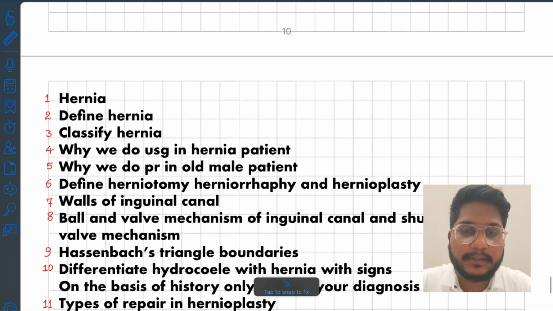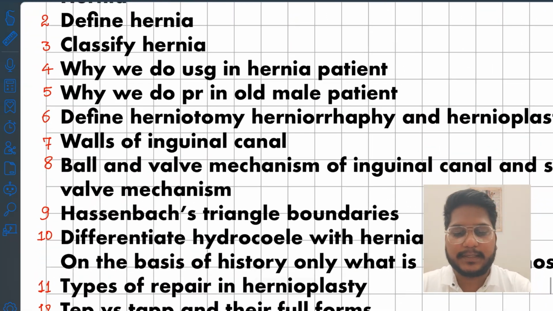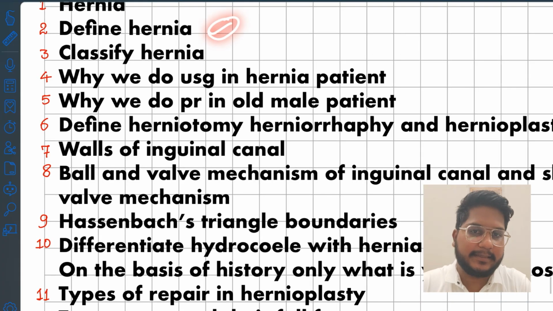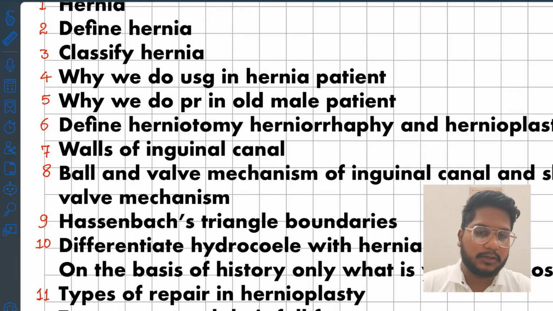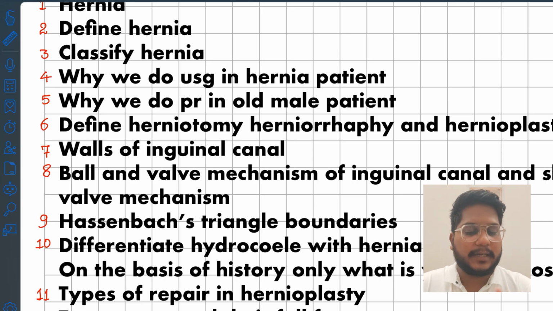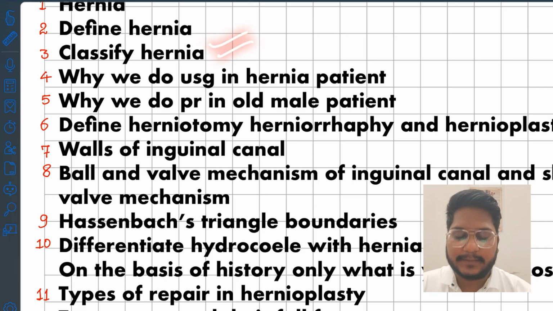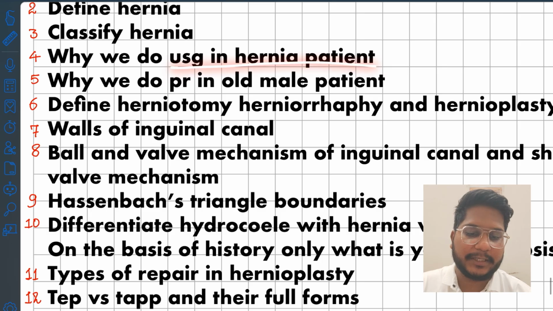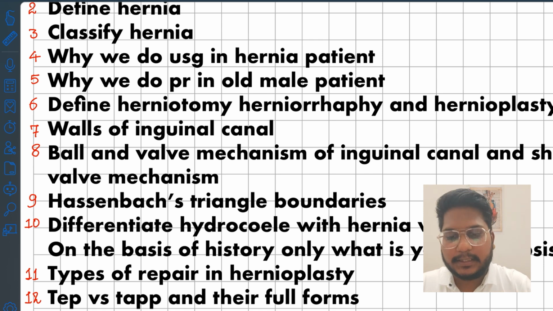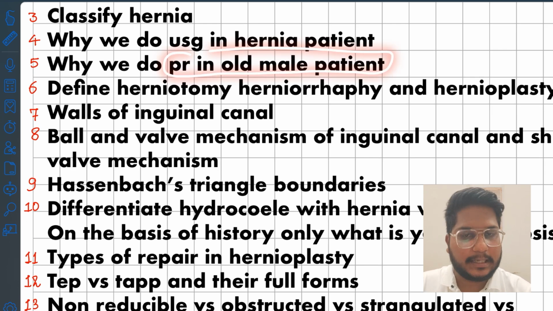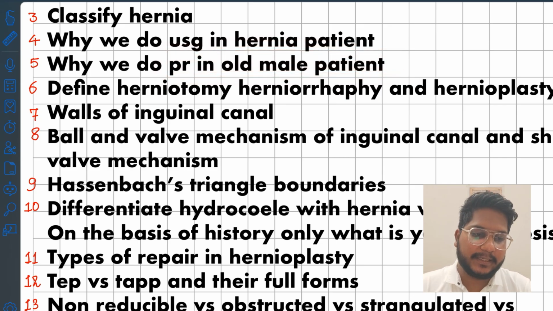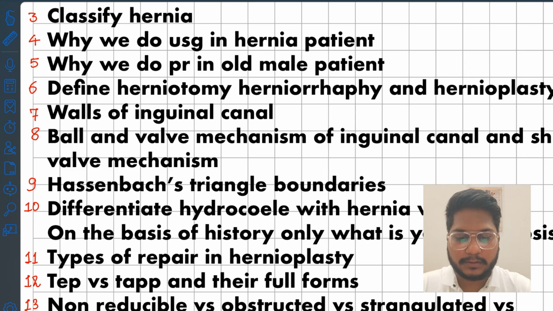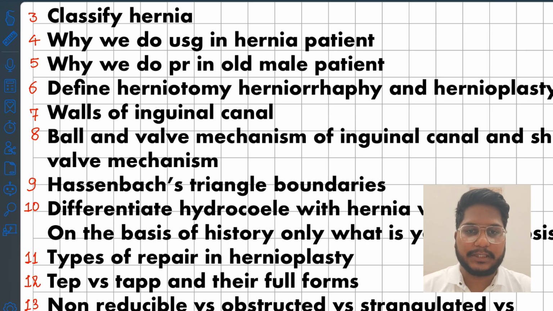Now we will discuss some of the questions. Basically, hernia questions are: define hernia, which we have discussed earlier, an abnormal protrusion of a viscus or a part of a viscus through the wall containing it. Now classify hernia, we have already learned in this video. Then why do we do USG in a hernia patient? To rule out any prostate condition, BPH or ascites, and also other organomegaly conditions. Then why do we do PR in an old male patient? The answer is the same, for benign prostatic hyperplasia, because we have to diagnose and treat BPH first, and only then will we proceed with the surgery for the hernia.